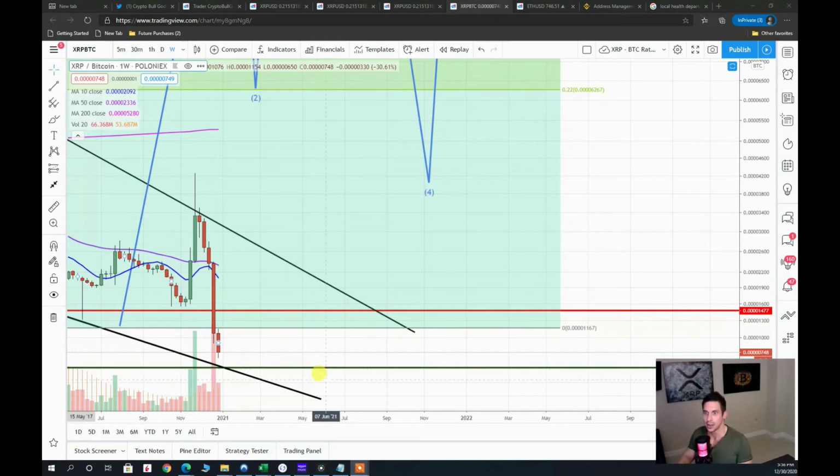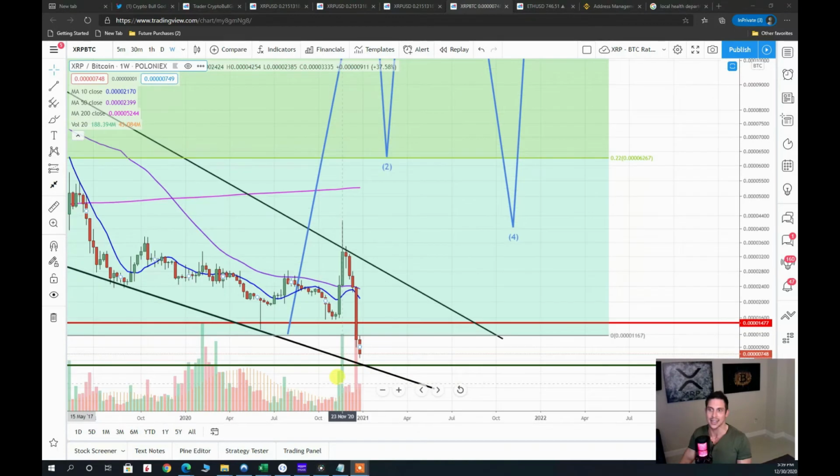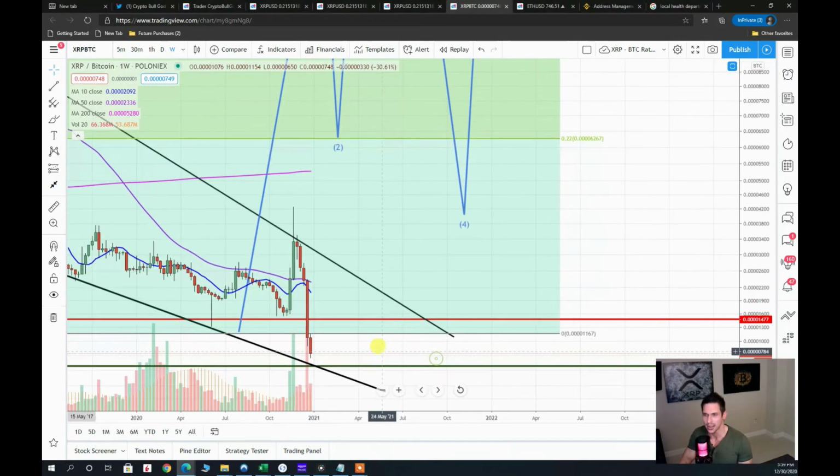Not a good thing. So if we were to break this prior market cycle low, what that says is in this market cycle, XRP's value in relation to Bitcoin is getting weaker. That's not a good thing. That's not a bullish thing. So it's going to be very interesting to see. More than likely, it looks like we're going to backtest this area.